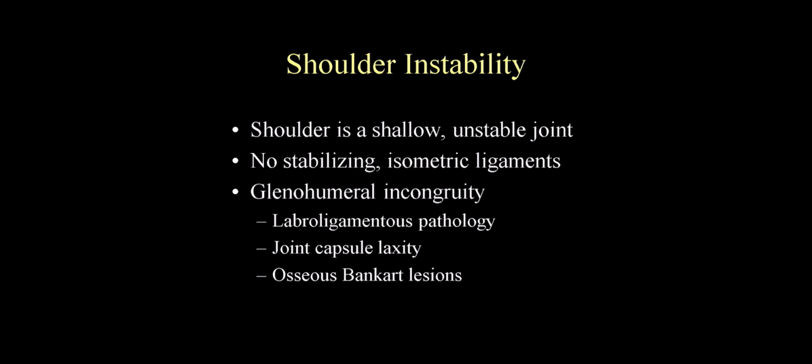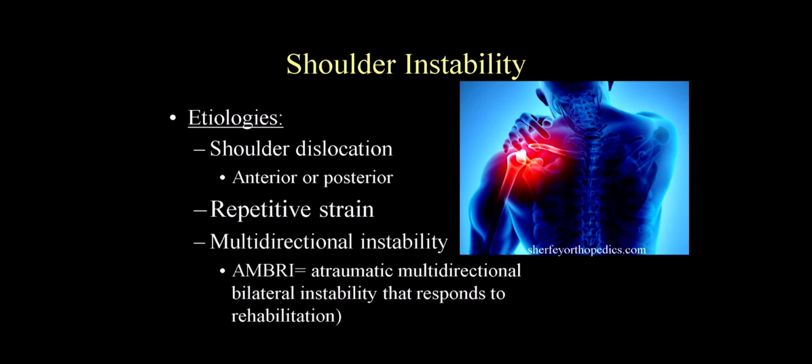With this, you can have labral ligamentous pathology, your joint capsule can be very capacious or lax, and you can also have osseous involvement when you have anterior shoulder dislocations. When it comes to shoulder instability, what's causing that? One of the more common reasons is trauma. A person typically falls on an outstretched arm and has an anterior shoulder dislocation in the vast majority of cases, but you can also have posterior less commonly. But repetitive strain from activities and multidirectional instability also occur without one event that they can remember with trauma.